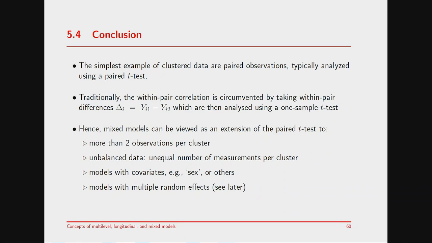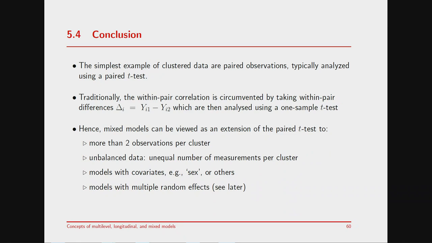There are many questions that come up now. What if we have more than 2 observations per cluster? Well, the mixed model can handle that. The paired t-test cannot handle that. Suppose you would have paired observations, but for some patients, one of the two measurements is missing. You cannot do a paired t-test, but you can still do a mixed model. A mixed model is still possible if for some of your clusters you have only one observation.